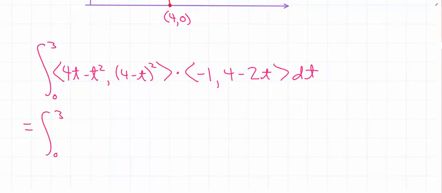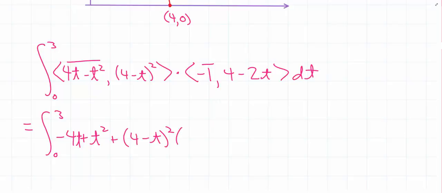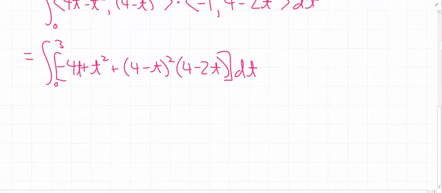Okay, so we've got 0 to 3. If I dot product, I'm going to have negative 4 plus t squared. That's when I multiply this times negative 1. Just changes all the signs: negative 4t plus t squared, right? And then I've got plus 4 minus t squared times 4 minus 2t. Now let me know if I make any mistakes here. I multiplied the x's together, they just changed their signs, and then I multiplied this one. Okay, good. All looks good. Now let's see what we can do with this.